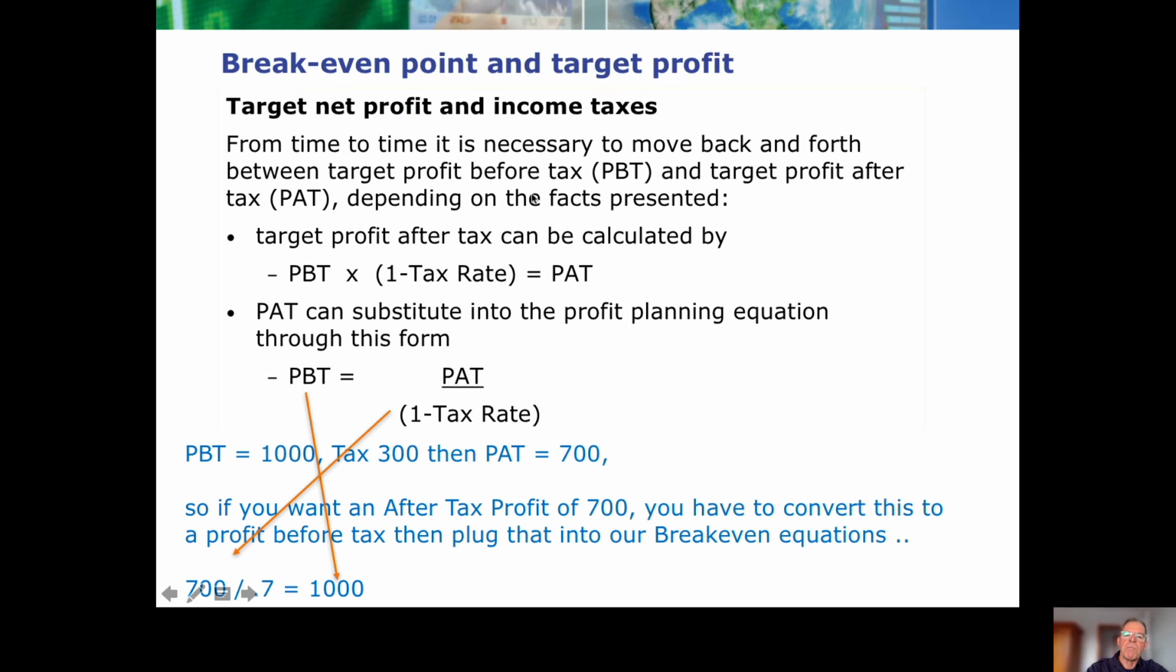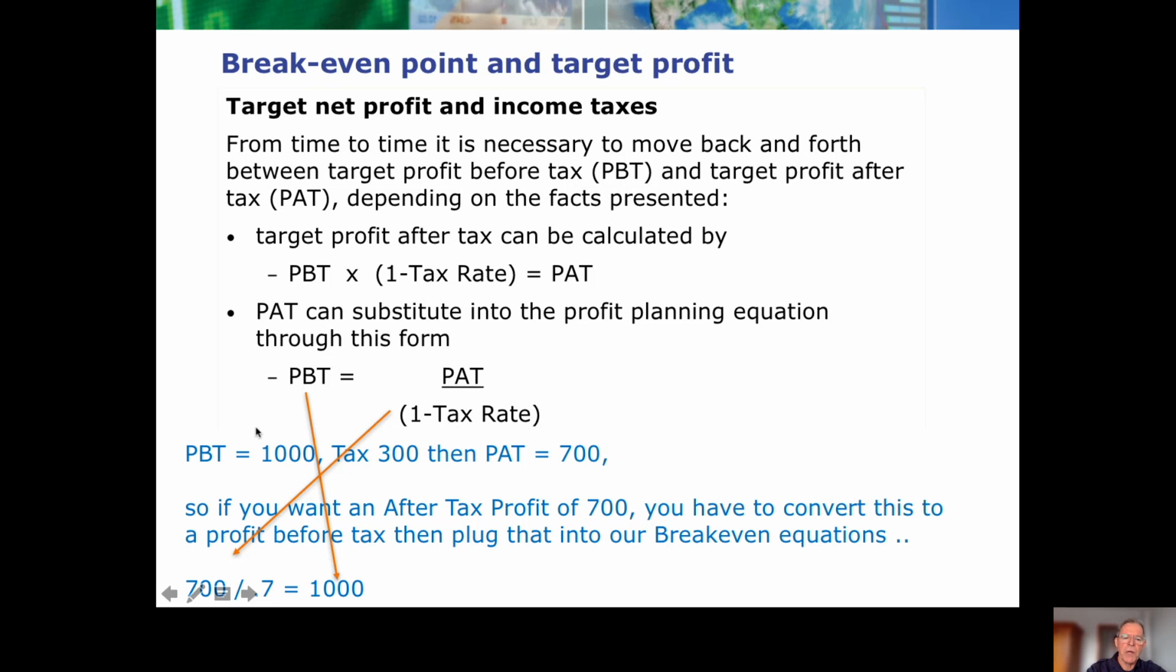Some questions might quote a figure you're trying to generate as a profit before tax, and some questions might say, look, we're aiming for a profit after tax, in which case we need to convert the profit after tax to a profit before tax before we can plug it into our equations and solve for the target profit or quantities.